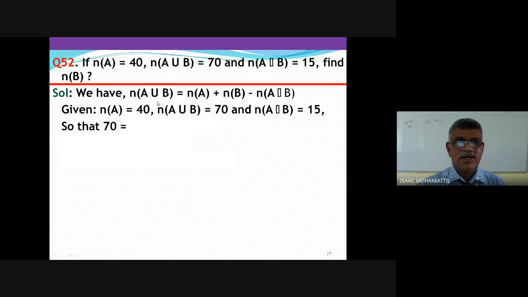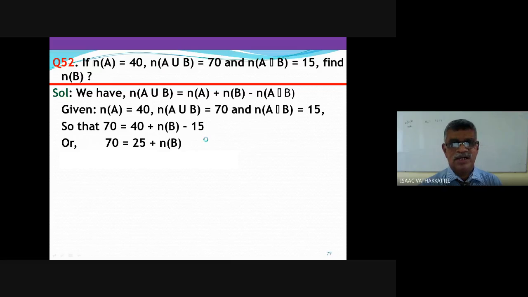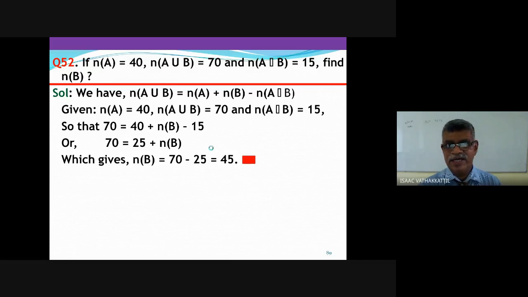Right? Now substituting: number of A union B, 70, equals number of A, 40, plus number of B, which is unknown, minus 15. Calculate it. Nothing more. Number of B will be 70 minus 25, that is 45. Okay? Number of B. Is it not simple?